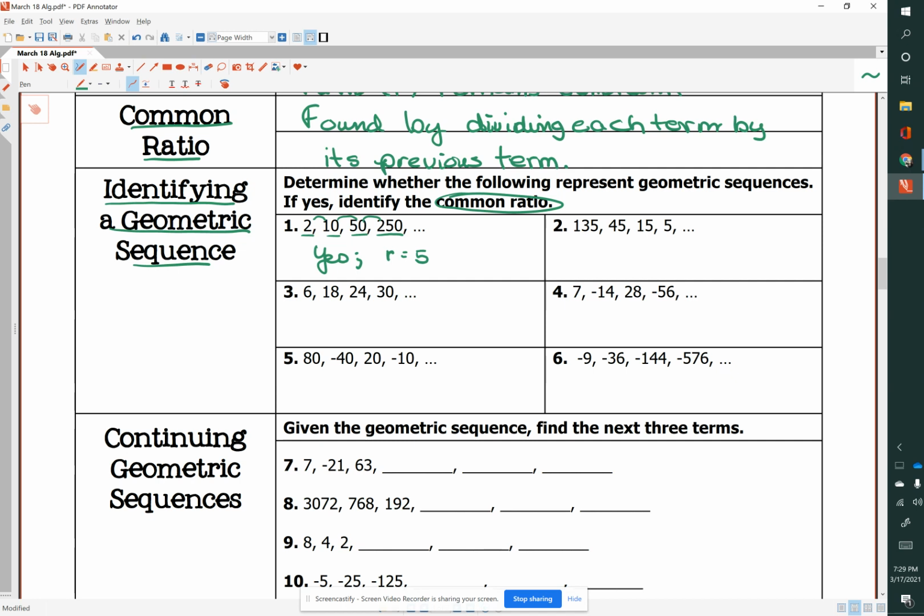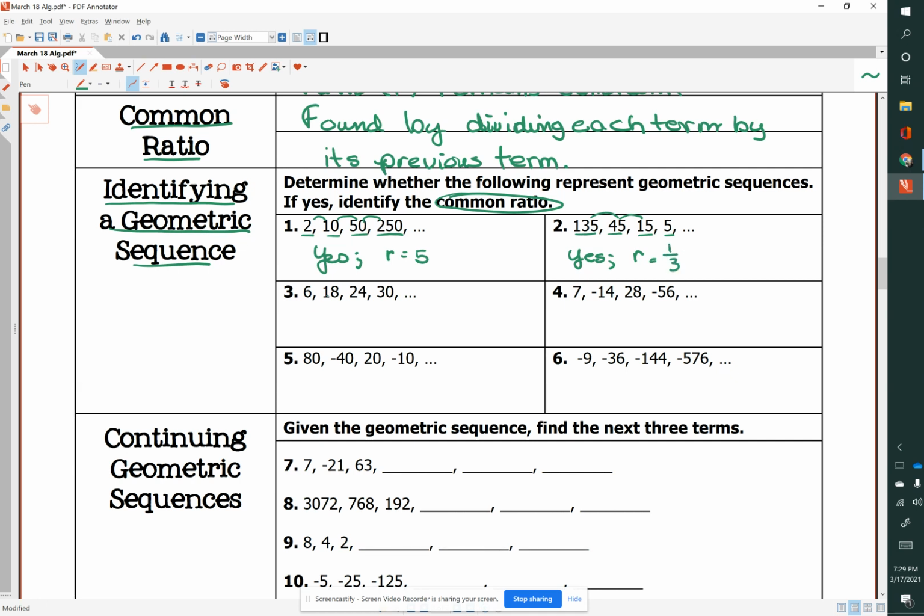So number 2, we have the numbers 135, 45, 15, 5. From 15 to 5, we divide by 3, or we could say multiply by 1/3. Will that work for 45 to 15 and 135 to 45? Well, it does. You might need your calculator for this. So this is a geometric sequence with a ratio of 1/3.